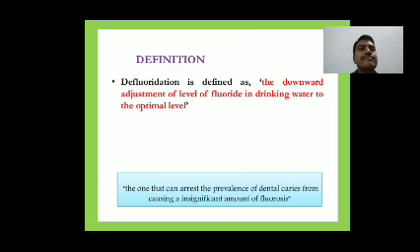Definition: defluorination is defined as the downward adjustment of the level of fluoride in drinking water to the optimal level, the minimum level. Defluorination: the removal of fluoride from the water to the minimum level is called the defluorination process.